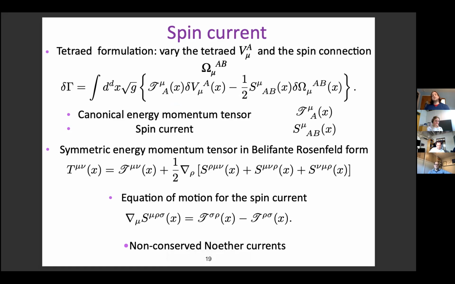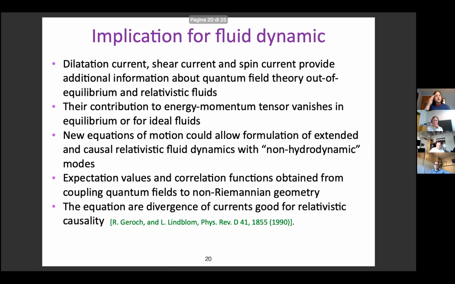Because in Minkowski space-time, you have an extra symmetry in your system, rotational symmetry. And again, this can be understood as non-conserved, not perfect. So what could this equation imply? First of all, these objects are well-defined tensors and could in principle give information about the state during out of equilibrium evolution.